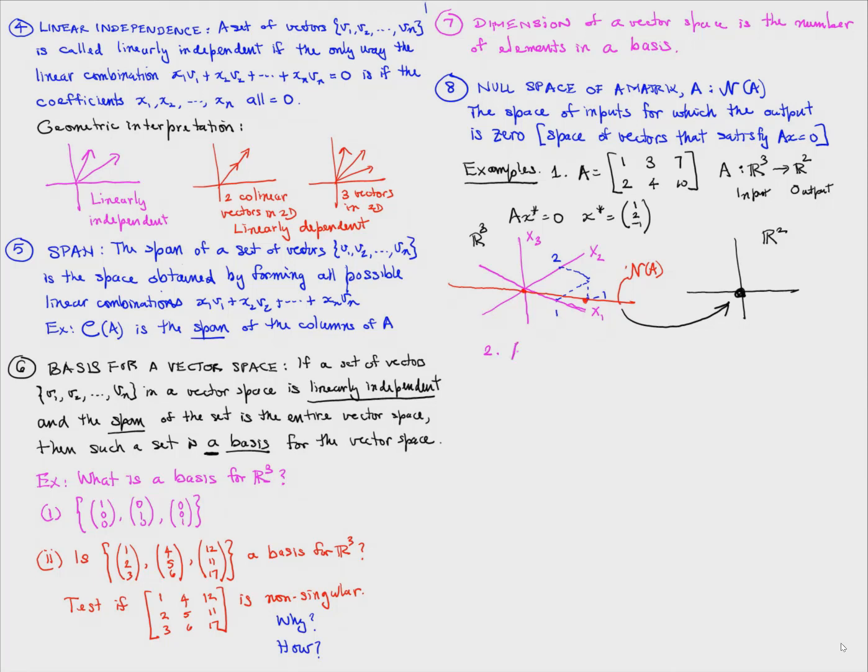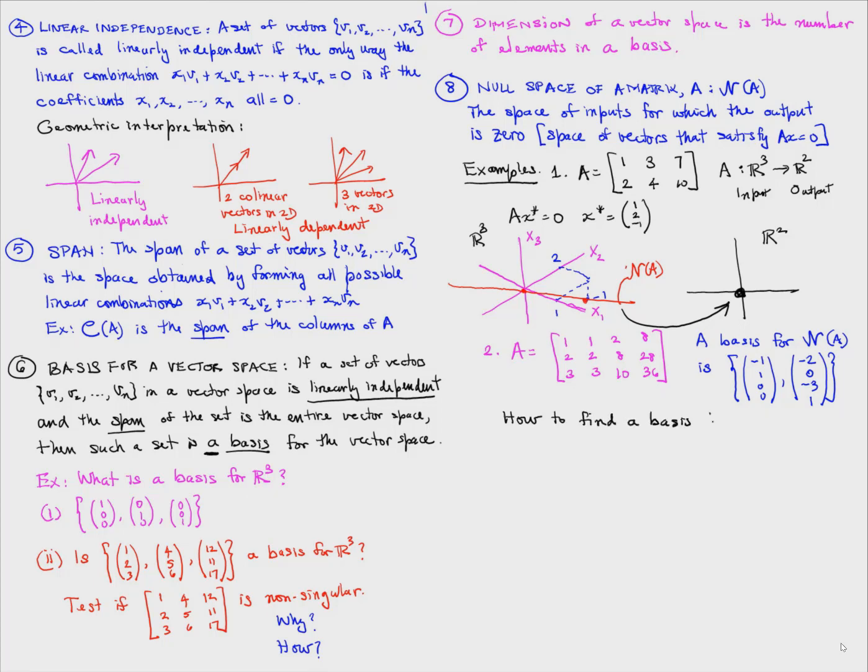Let's take another example. This is the A matrix from the previous video. We'll use this matrix a lot in the coming videos as well. So by inspection, we can construct a basis for the null space of this matrix. One such basis is (minus 1, 1, 0, 0) and (minus 2, 0, minus 3, 1). You can check that these two vectors are linearly independent, and A times each of them is 0.